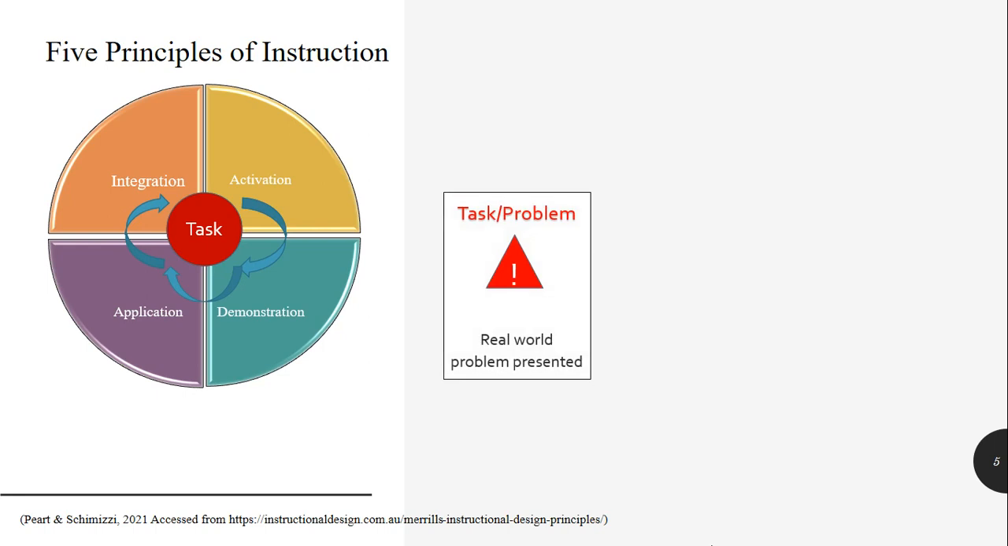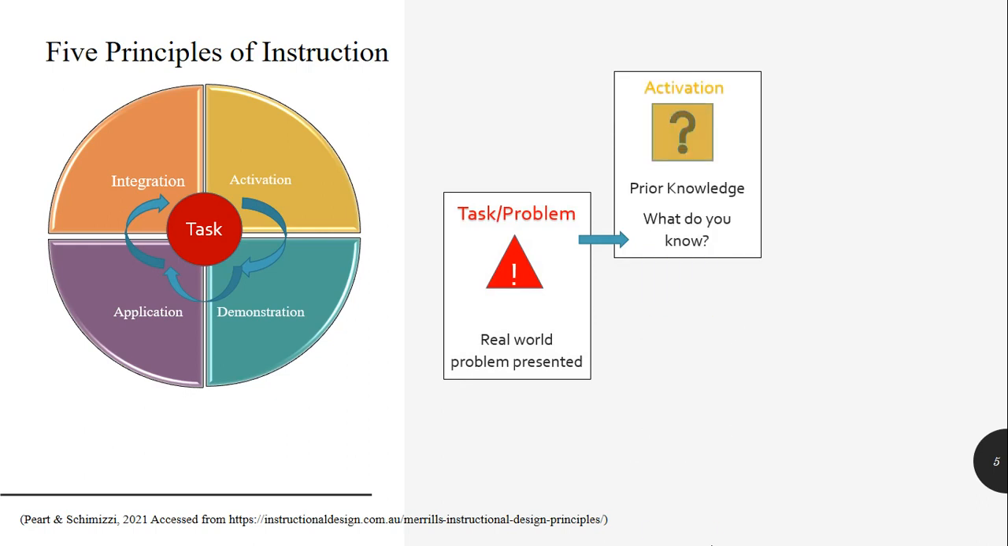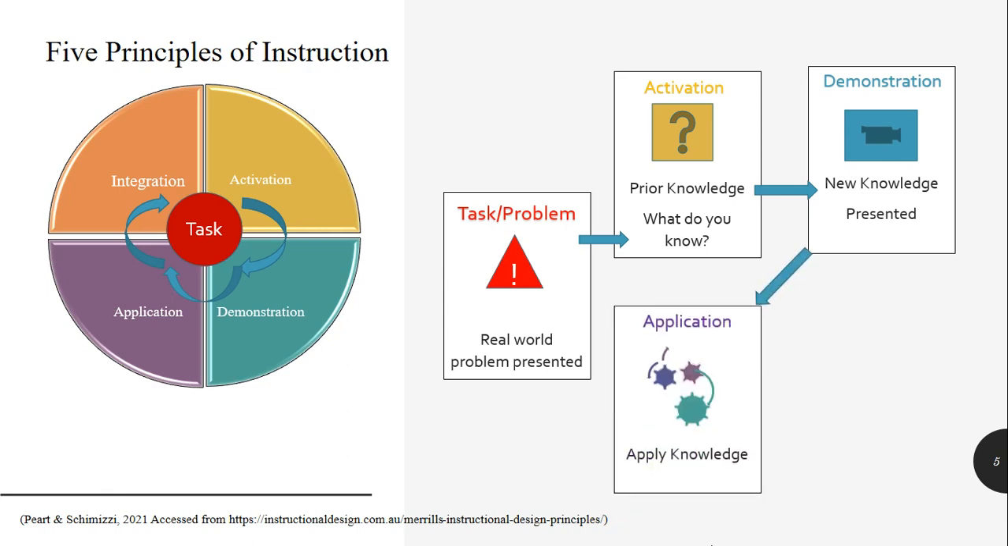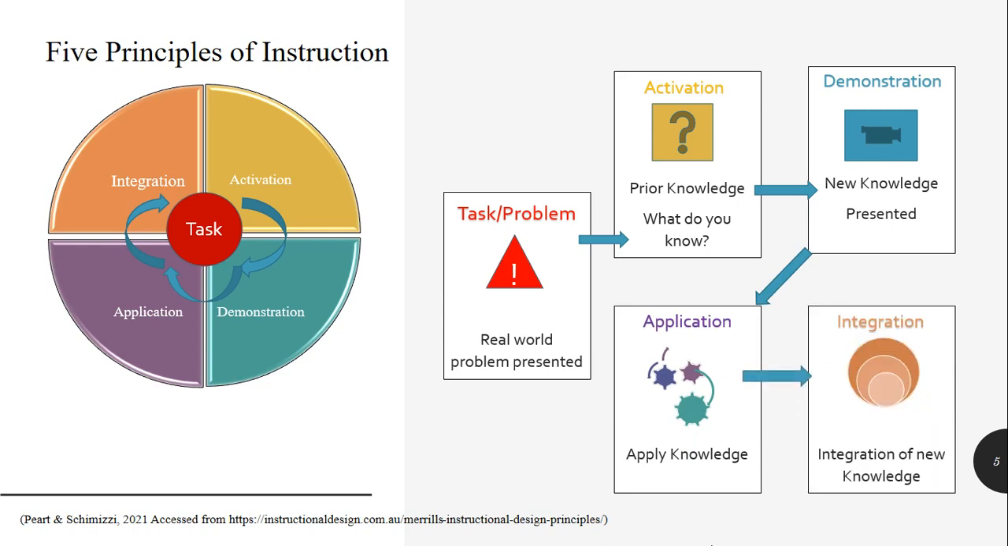First, learners are engaged in solving real-world problems. Secondly, their prior knowledge is activated as a way of relating the current problem. Third, new knowledge is presented or demonstrated for learners. Fourth, students are able to apply what they have learned. Fifth, students integrate the new knowledge into their world. On the next few slides, I will show you Merrill's Principles of Instruction in action inside of my classroom.